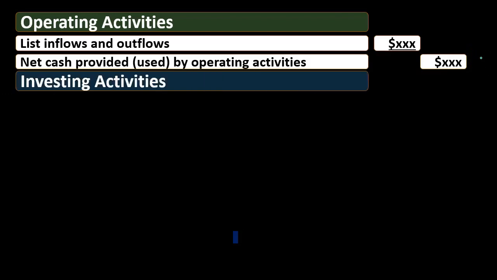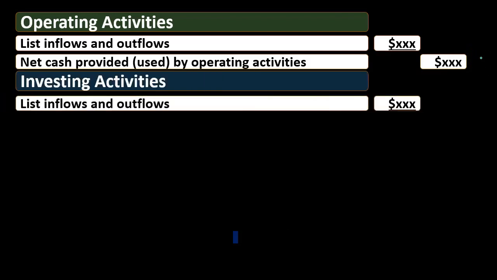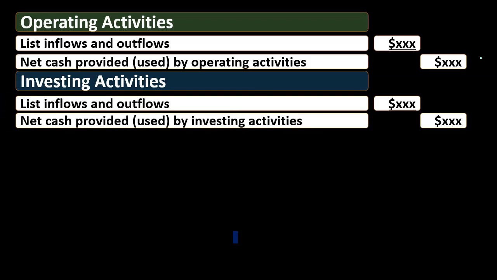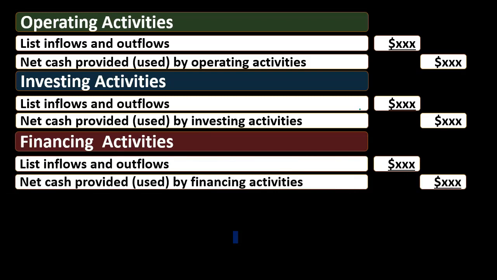Then we're going to have investing activities, and we're going to list inflows and outflows, and then we'll have net cash provided or used by investing activities. Same format that we're going to have here. There should be far fewer investing activities, however. Obviously, that'll deal with investing as a company in stocks and bonds, but it also deals with investment in long-term assets such as property, plant, and equipment. Then we will have the financing activities, same concept, listing inflows and outflows of the financing activities. And then we'll have the net cash provided or used in the financing activities.